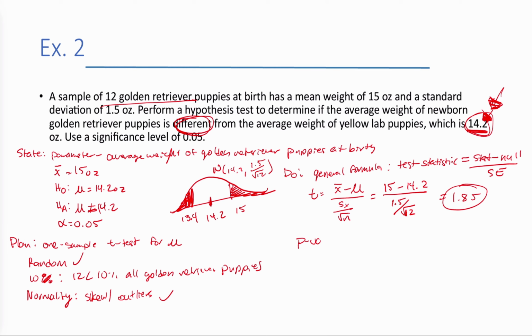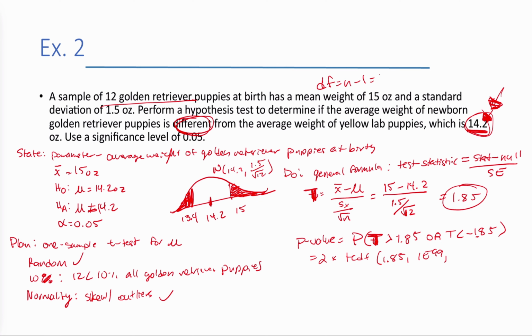And then we calculate our p-value. This is a two-tailed test, so it's going to be the probability of a T that is, technically there should be a capital T, at least 1.85 or t is less than negative 1.85, which is 2 times the TCDF of lower bound 1.85, upper bound 1E99, degrees of freedom n minus 1, which is 11. You multiply it by 2 and it is 0.091.